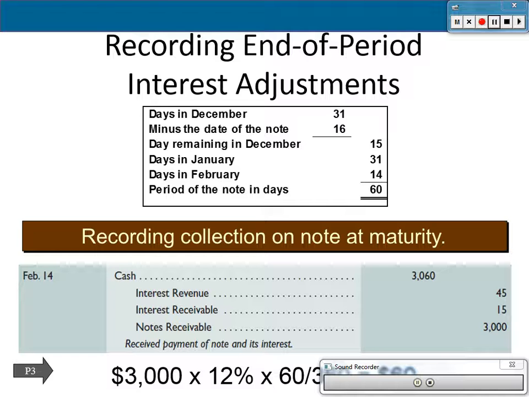It was a 60-day note, which means they had 45 days left to accrue interest. So we're going to do 3,000 times 12% times, you can either do 45 over 360 or you could do the full 60 over 360 to get the $60, and then of course 15 goes to interest receivable, 45 goes to interest revenue earned for that particular year, and the notes receivable for the full principal amount.